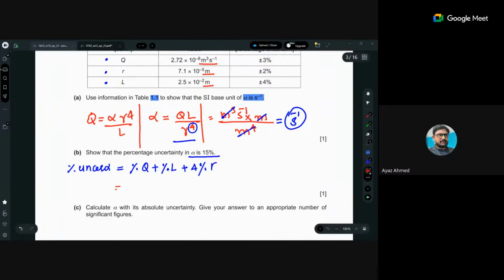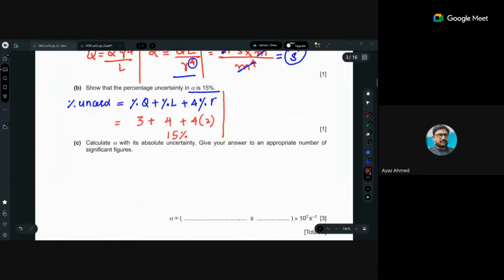Here all of these percentage uncertainties are given to us. The percentage uncertainty for q is 3, for L is 4, and for R it is 2, so I have multiplied this with 4. So 4 twos are 8, 8 plus 4 is 12, 12 plus 3 is 15. So we have 15% uncertainty over here. I hope that it would be clear to you.